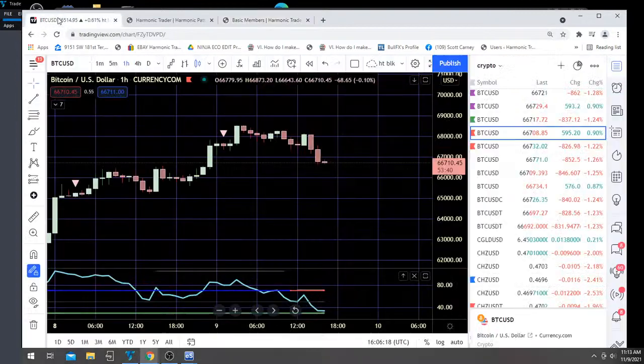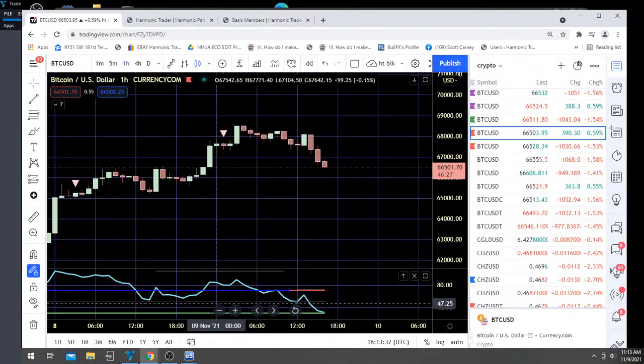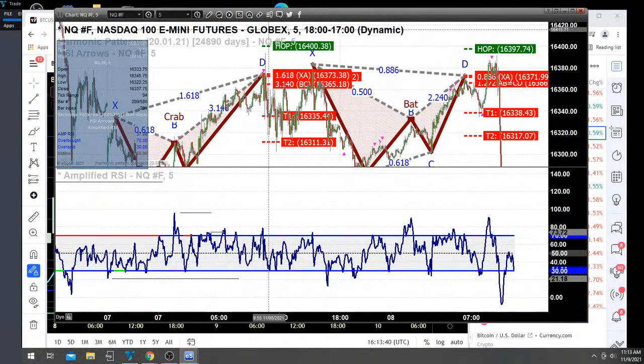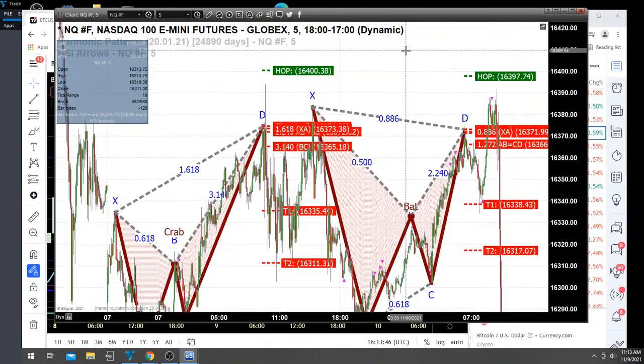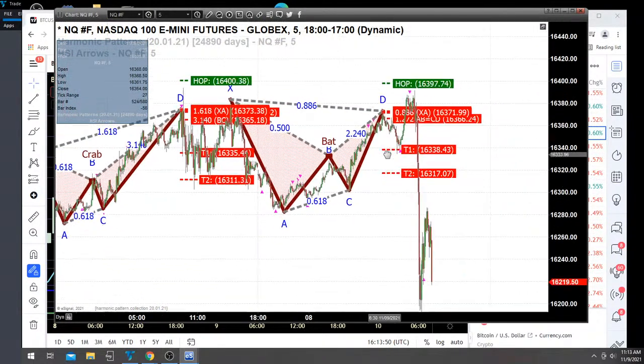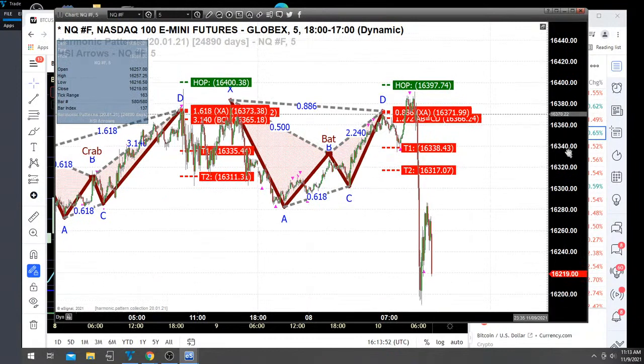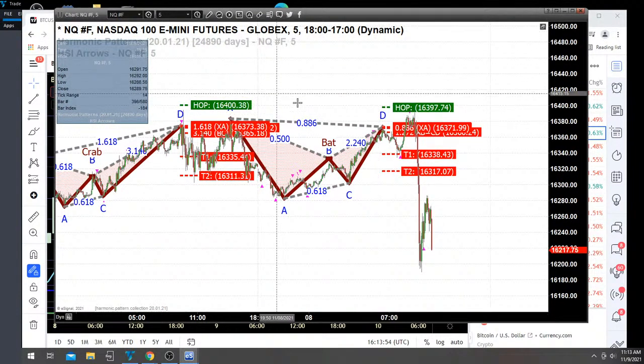So let's jump over really quick. We're utilizing Harmonic Pattern Collection, mostly for TradingView. Today I pulled out the platform for eSignal. So we're going to look at the markets. Market really tanked early. This is Nasdaq 100 on a 5-minute, right off the open. We'll talk about that in a minute.